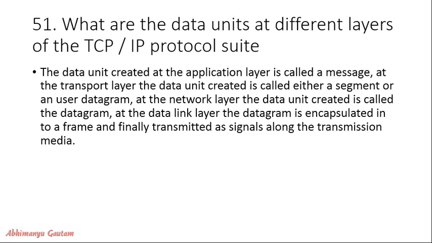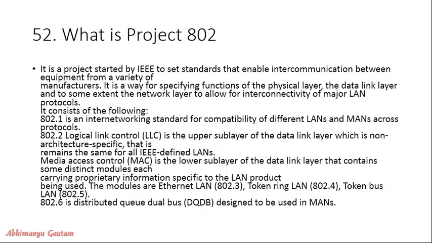What are the data units at different layers of the TCP/IP protocol suite? The data unit created at the application layer is called a message. At the transport layer, the data unit created is called either a segment or user datagram. At the network layer, the data unit created is called the datagram. At the data link layer, the datagram is encapsulated into a frame and finally transmitted as a signal along the transmission media.